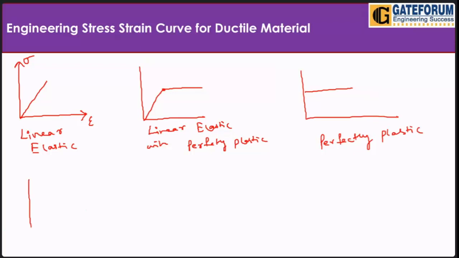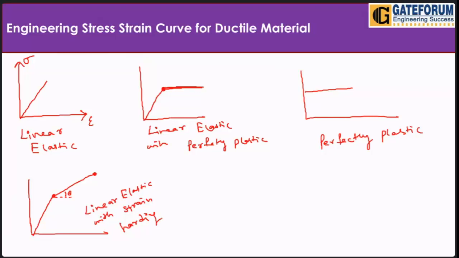Suppose here we have linear elastic, and then it goes on like this, which is strain hardening. If after this point it becomes horizontal, as in the second diagram, it is only perfectly plastic. But here it is not horizontal; it is at an angle theta. That is why an inclined line here is known as strain hardening. So this one is linear elastic with strain hardening.